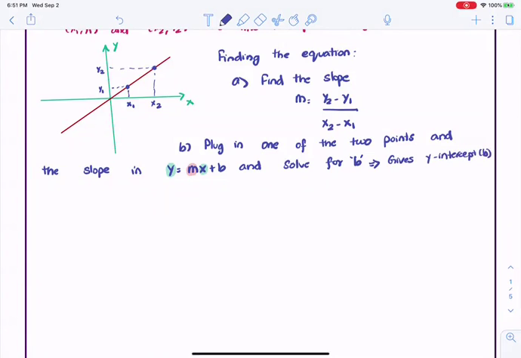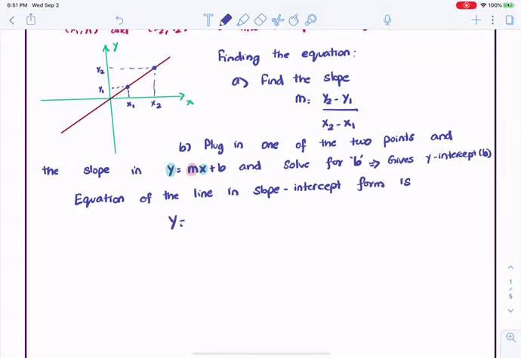So now we know the slope, we know the y-intercept, so the equation of the line in slope intercept form is y equals m times x plus b. So you just plug in the slope that we found, the y-intercept that we found, and we are done.